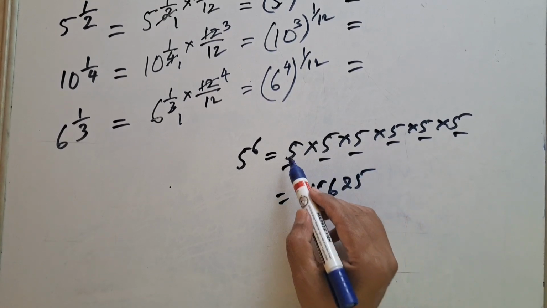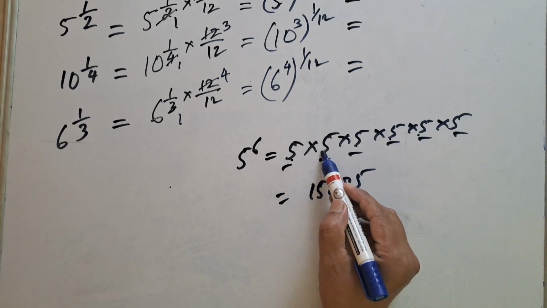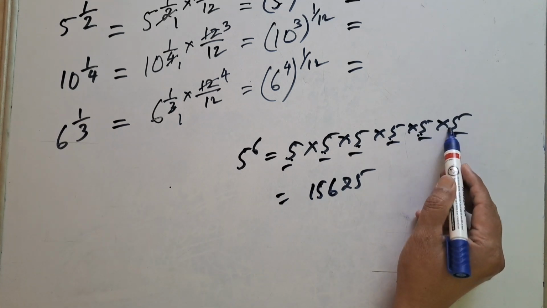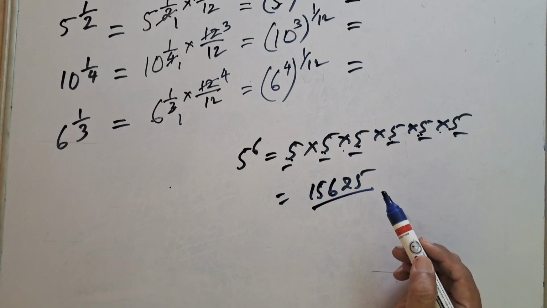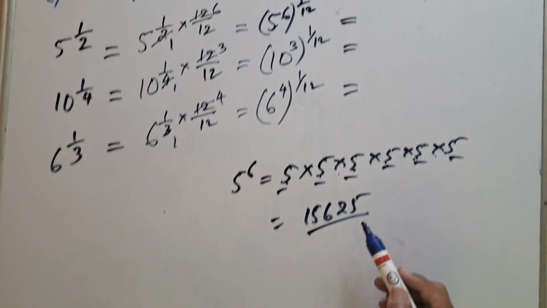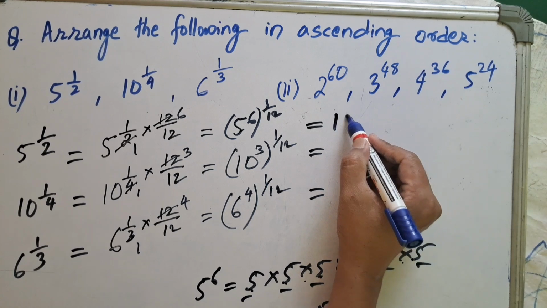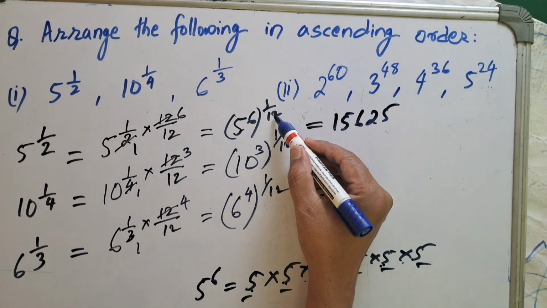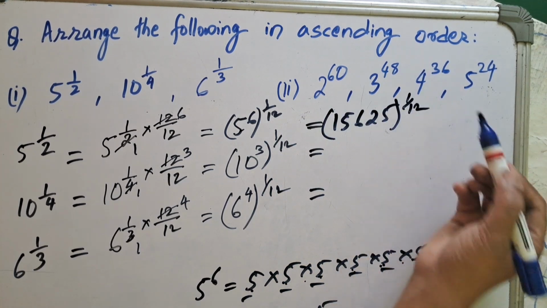15625. 5 into 5 into 5 into 5 into 5 into 5. 5 5s are 25, 25 5s are 125. 5 5s are 25, 25 5s are 125. 125 into 125 will give us 15,625. So 5 to the power 6 means 15,625. This 12 will remain here as it is, 1 by 12.